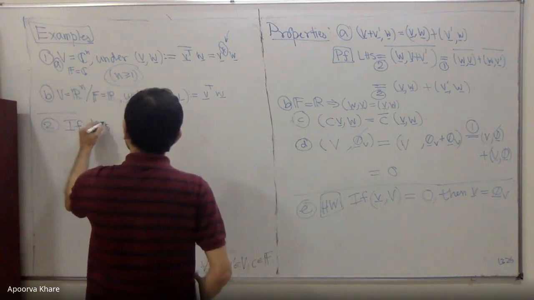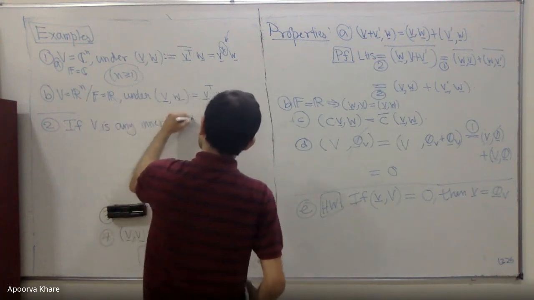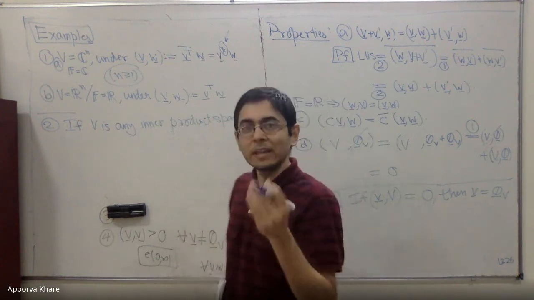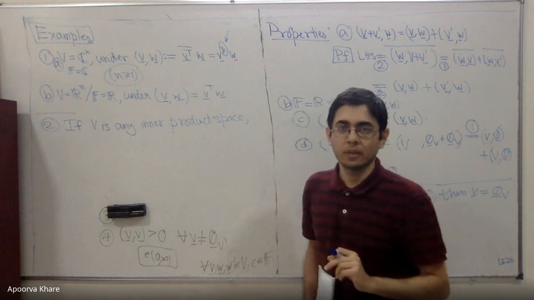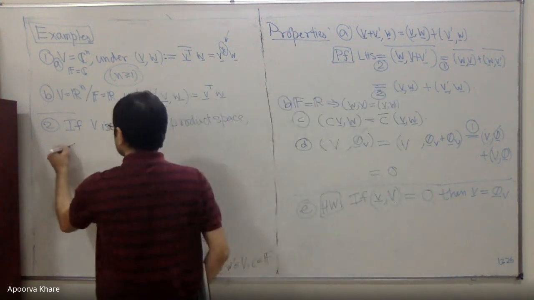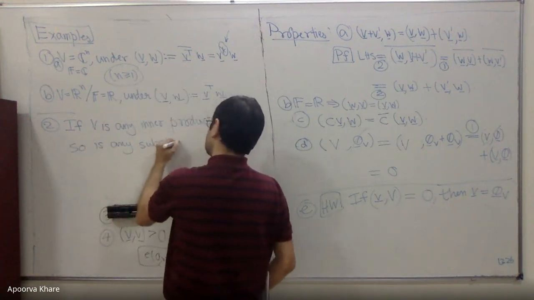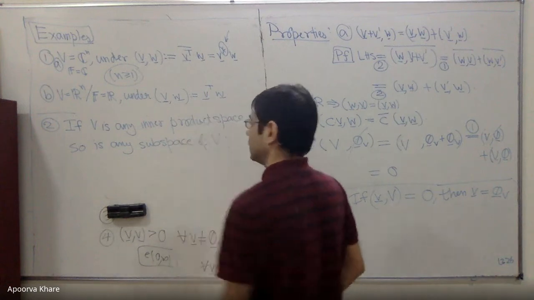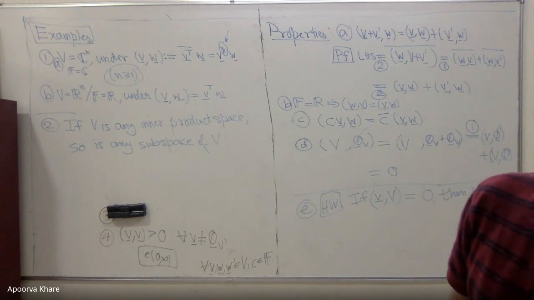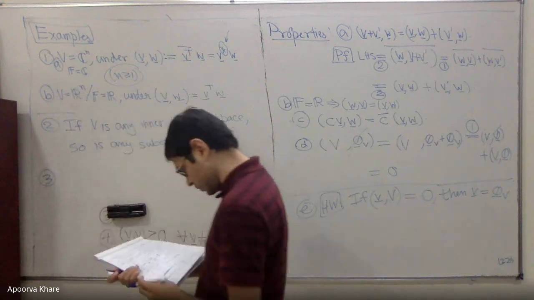Okay, the second one now is another obvious example. If V is any inner product space, then you can take any vector subspace of this space, and that will satisfy the same axioms. So you can easily check. Then so is any subspace of V, or every subspace of V. Okay, next. So I think these were the finite dimensional ones. Now I should say the infinite dimensional one.